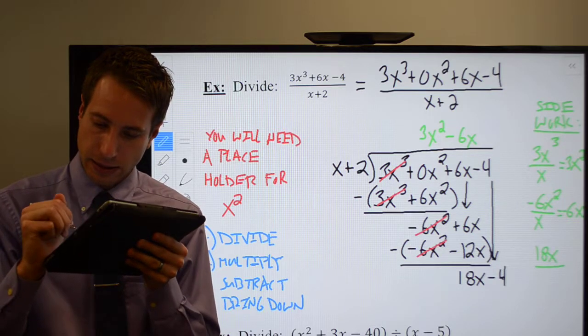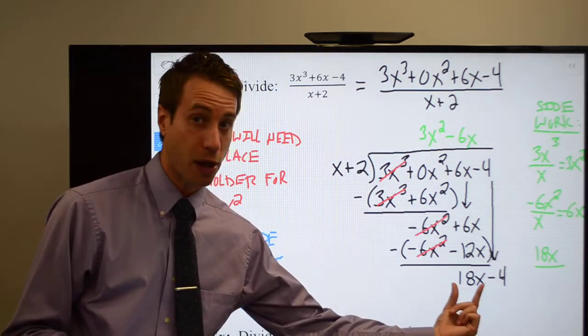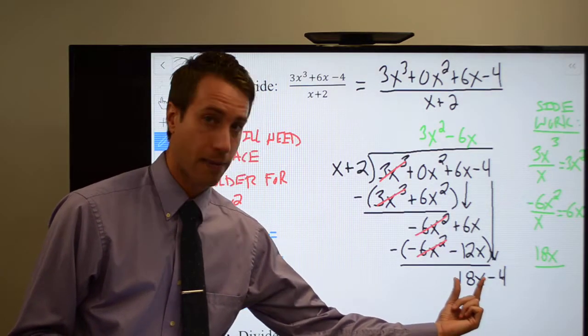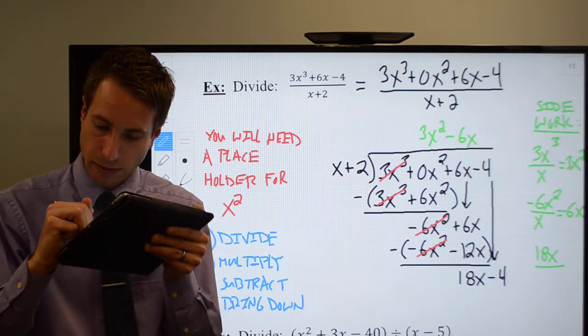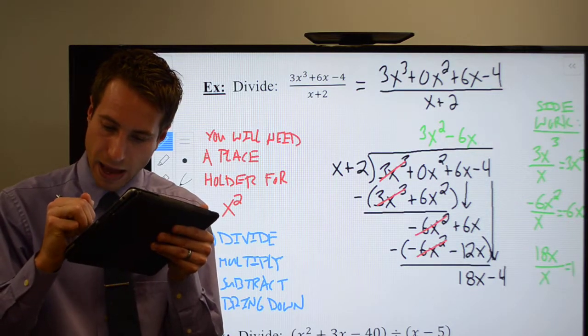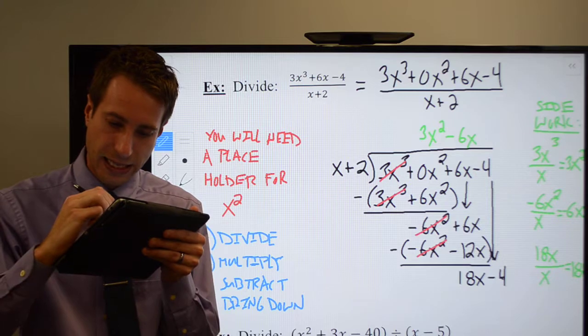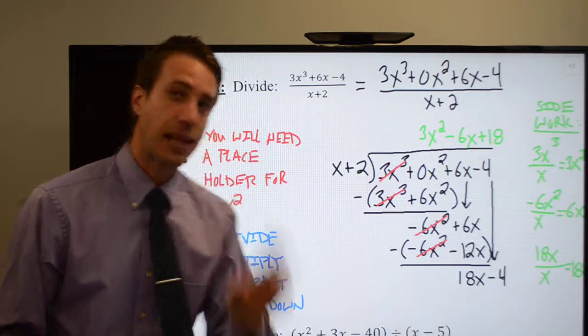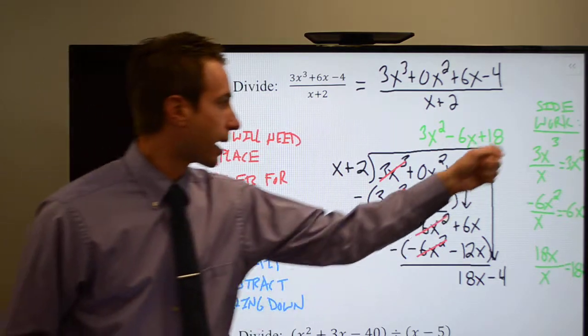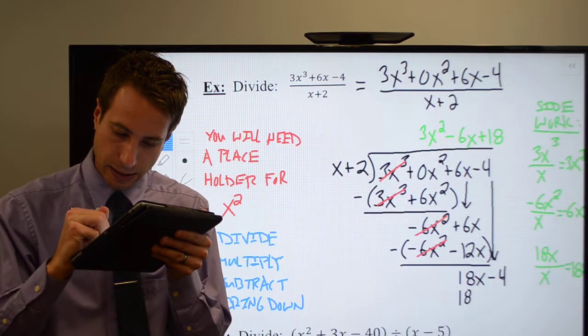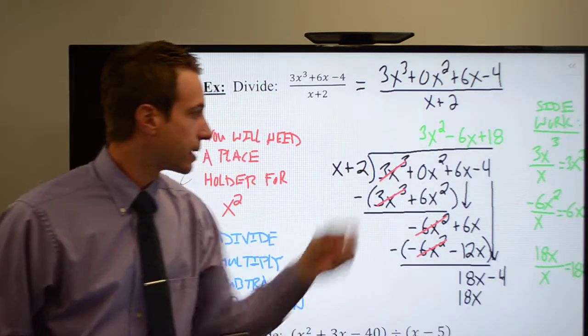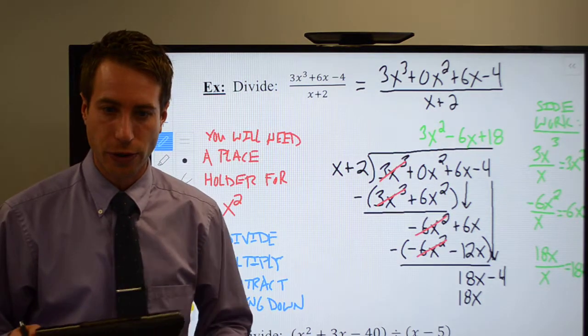18x. All right, this is my new reduced polynomial, so I take the first term in my reduced polynomial and divide it by the first term in my divisor. The x's cancel, I'm going to be left with an 18, so plus 18. Step number 2, multiply. 18 times x is going to be 18x. 18 times 2 is what? 32.